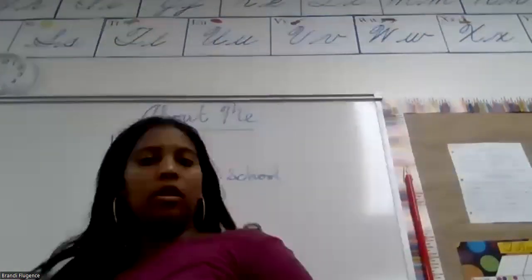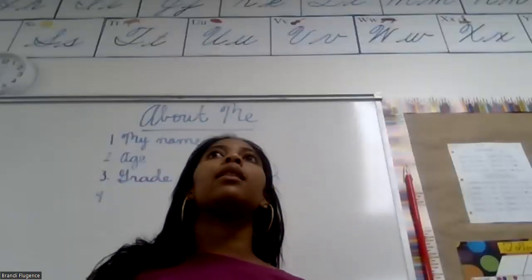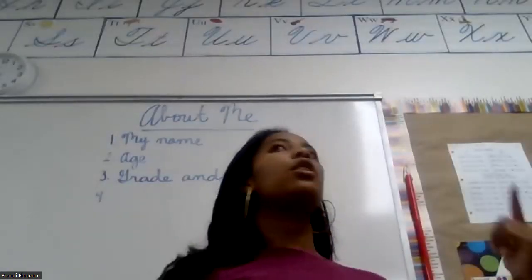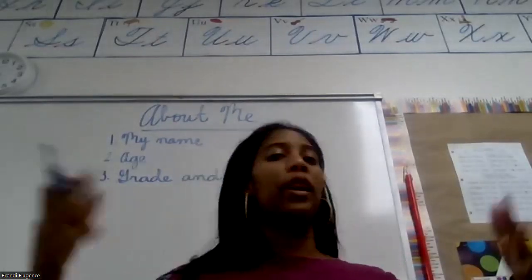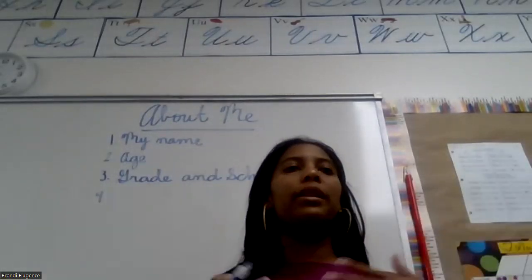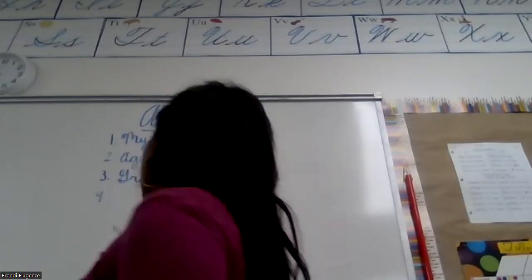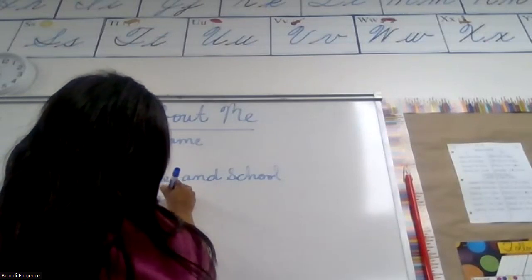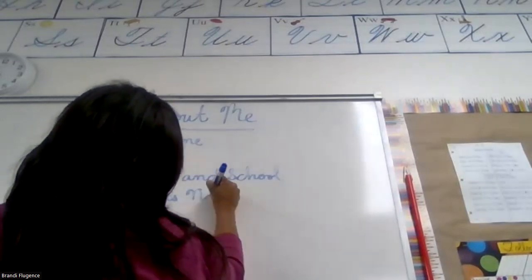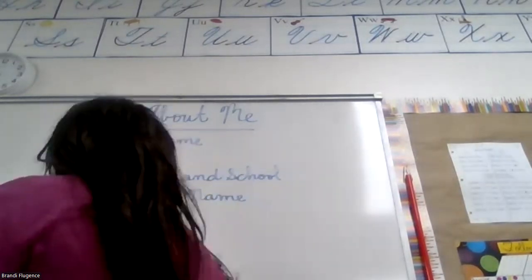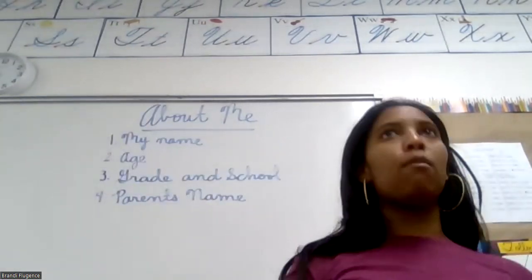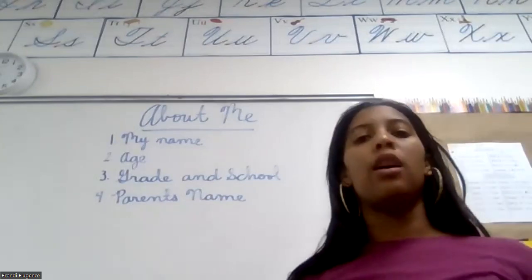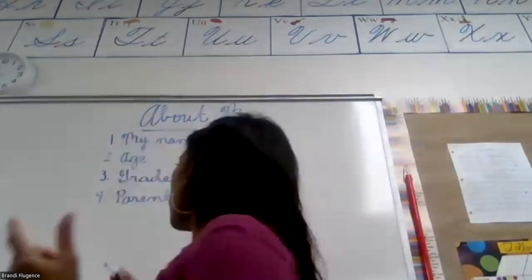What else? Basics about ourselves. Our name, our age, our grade, school, your family. Tell us about your family. What would we say next? Our parents' names. We would tell them our parents' names. My mom's name is such and such. My dad's name is such and such.